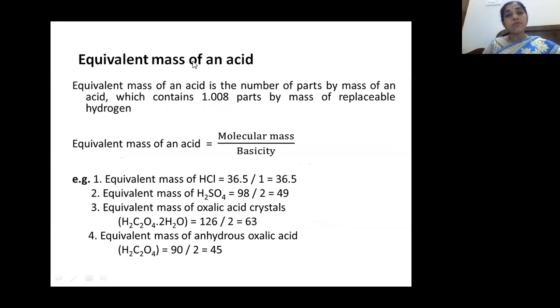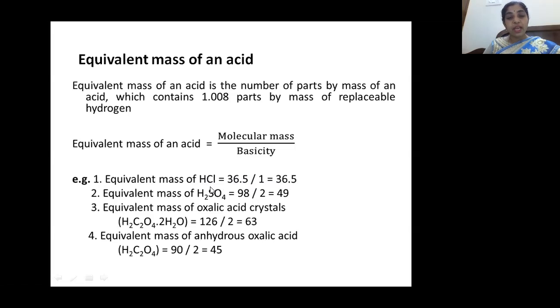Equivalent mass of an acid is the number of parts by mass of an acid which contains 1.008 parts by mass of replaceable hydrogen. So equivalent mass of an acid is given by molecular mass by basicity. We'll look into some examples. Equivalent mass of HCl: its molecular mass is 36.5 divided by 1, where 1 is its basicity, that is, it has one replaceable hydrogen, so its equivalent mass is 36.5.